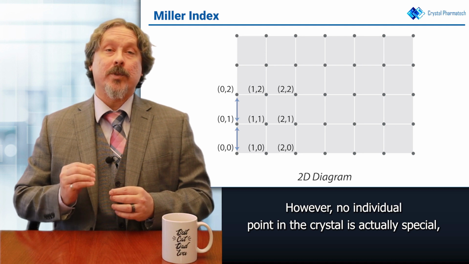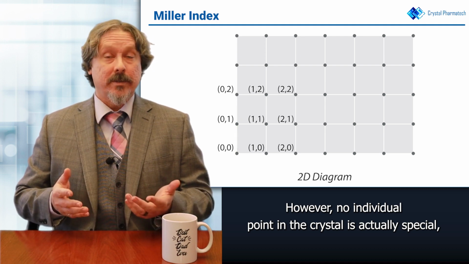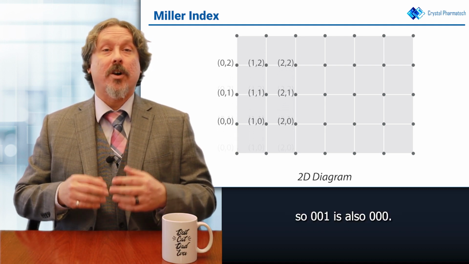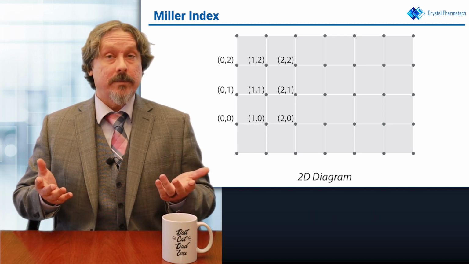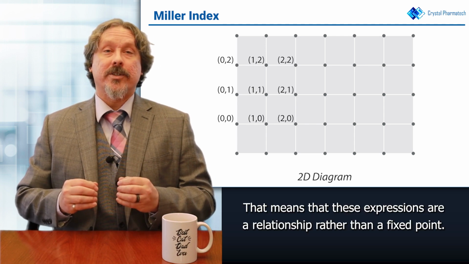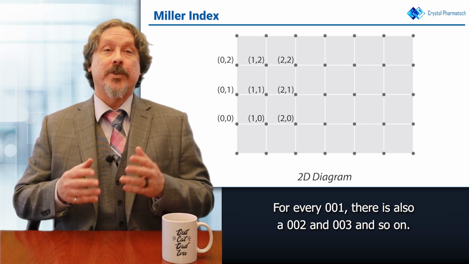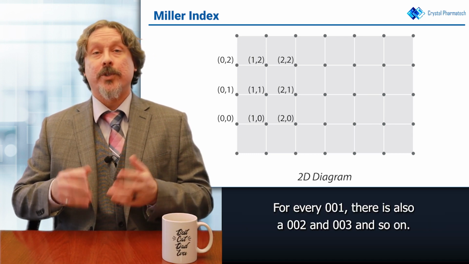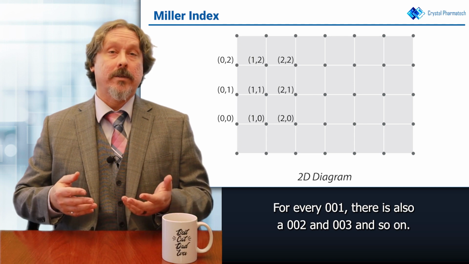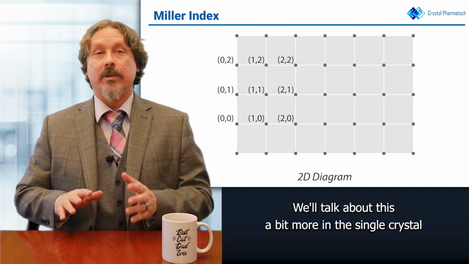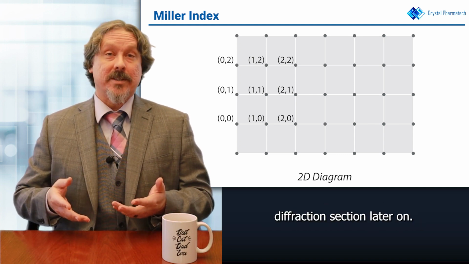However, no individual point in the crystal is actually special. So 001 is also 000. That means that these expressions are a relationship rather than a fixed point. For every 001, there's also a 002 and 3 and so on. We'll talk about this a bit more in the single crystal diffraction section later on.